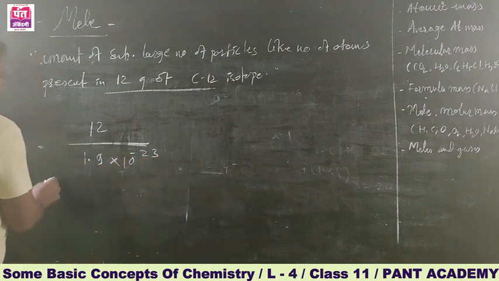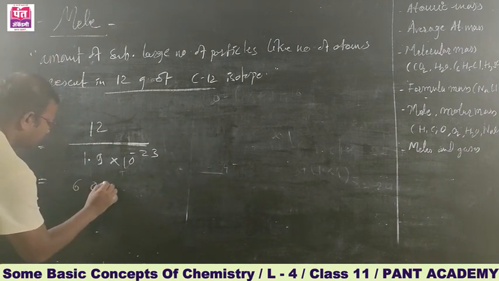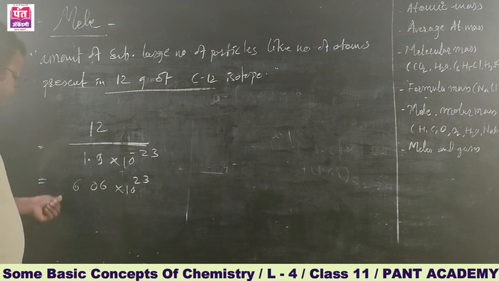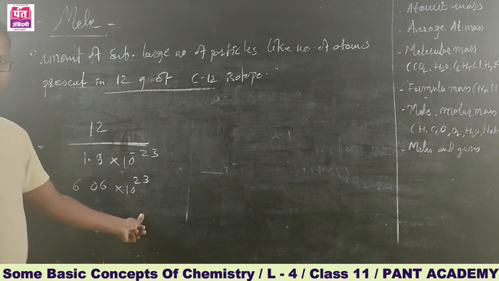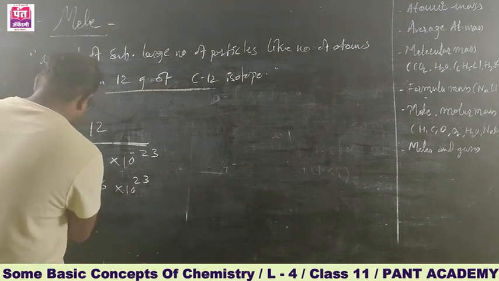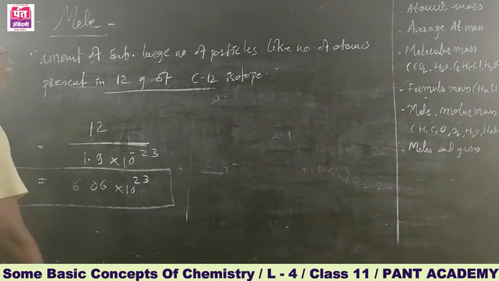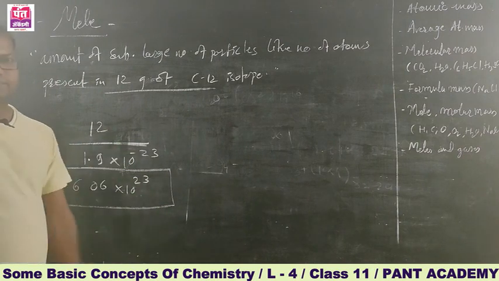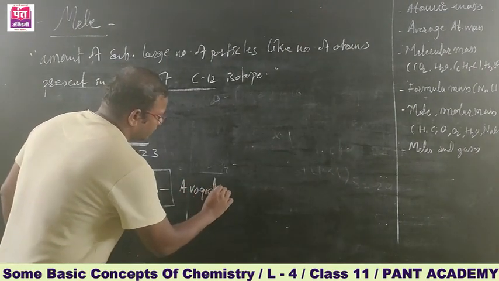If you calculate this, we get the value of 6.06 into 10 raised to 23. That is, 1 mole of carbon is equal to 6.06 into 10 raised to 23, and this is nothing but Avogadro's number.